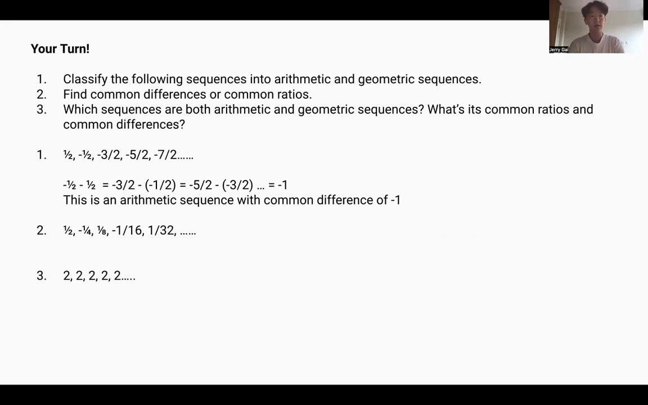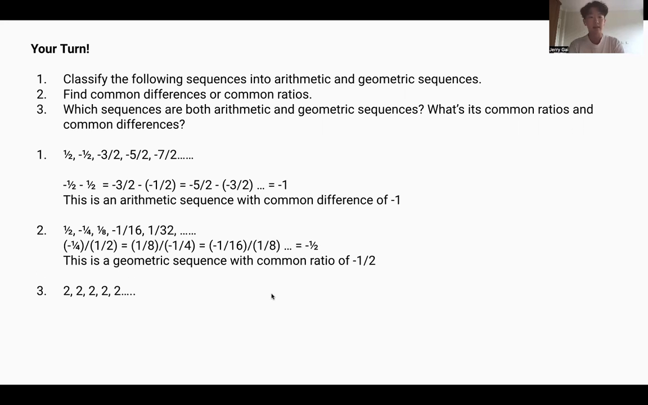Okay, let's look at the first one. The first one is an arithmetic sequence because if you subtract the first term from the second term, you get minus 1/2 minus 1/2, which is equal to minus 1. This is equal to the result of subtracting the second term from the third term, and also the result of subtracting the third term from the fourth term.